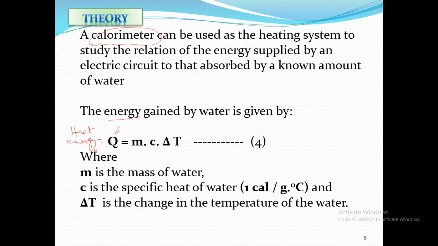m c delta T. What is m? m is the mass of the water inside the cup of the calorimeter. c is the specific heat of water. You will be taking it as standard, 1 calorie per gram per degree Celsius. And delta T is the change in the temperature, which is equal to the final temperature T2 minus the initial temperature T1.